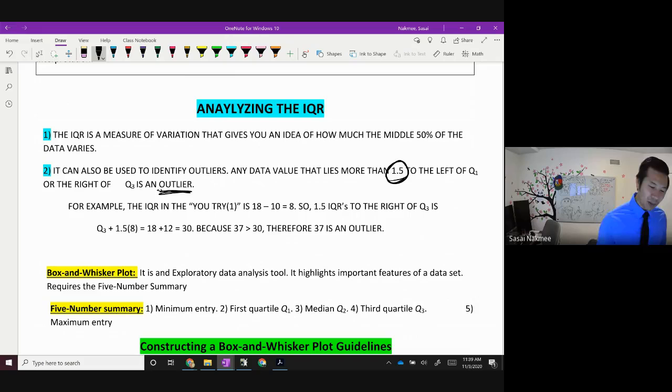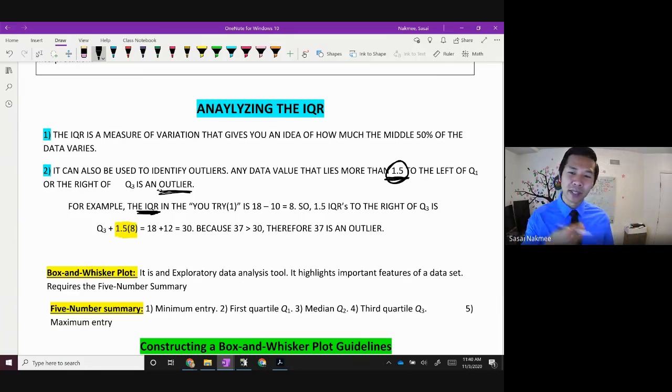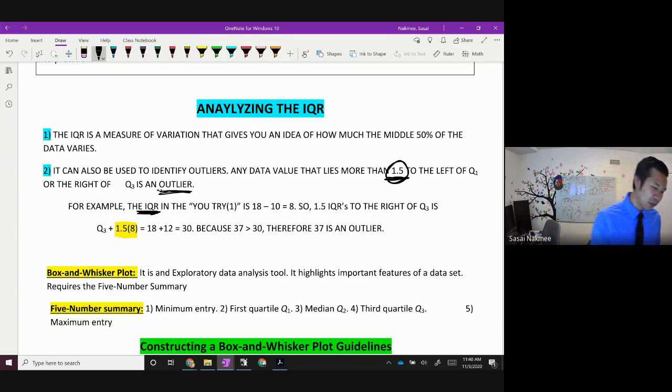So to find your outliers, you take that 1.5 and you multiply it with your IQR. Okay? And that's this part right here. You see that? 1.5, multiply it with your IQR. That number right there, which is 1.5 times 8, is going to give you that 12. If you add it to the Q3, that's your cutoff limit. So 30 is the cutoff for things that are considered not an outlier. If you have a number that goes beyond that, like this 37, 37 is considered an outlier.